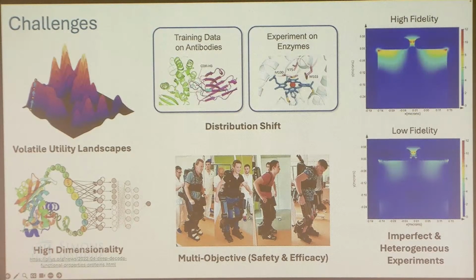And finally, you have things like imperfect and heterogeneous experiments. Here's an example from a collaboration I had on nanophotonics, where you can simulate, for example, Maxwell's equations at different resolutions in both spatial and temporal. And the low fidelity ones are, of course, much faster and much cheaper, but their measurements are biased in very sort of nonlinear ways.